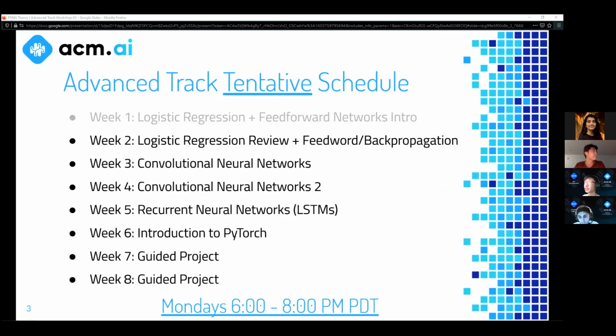Here's our tentative schedule of our workshop series. Last week was logistic regression review, and then a little bit of an intro for our neural networks. This week we're going to be mainly focusing on backpropagation and feed forward, the parts of the neural networks, and then next week we'll be going over convolutional neural networks.